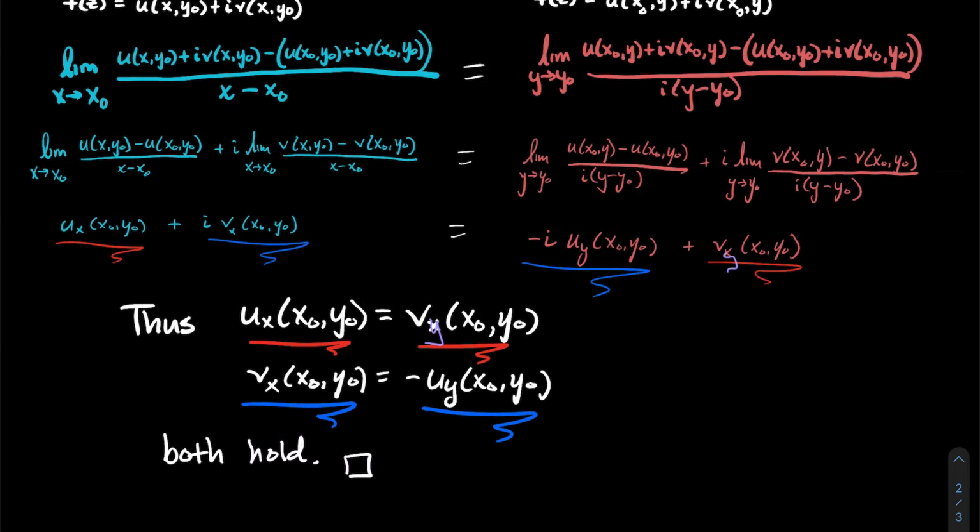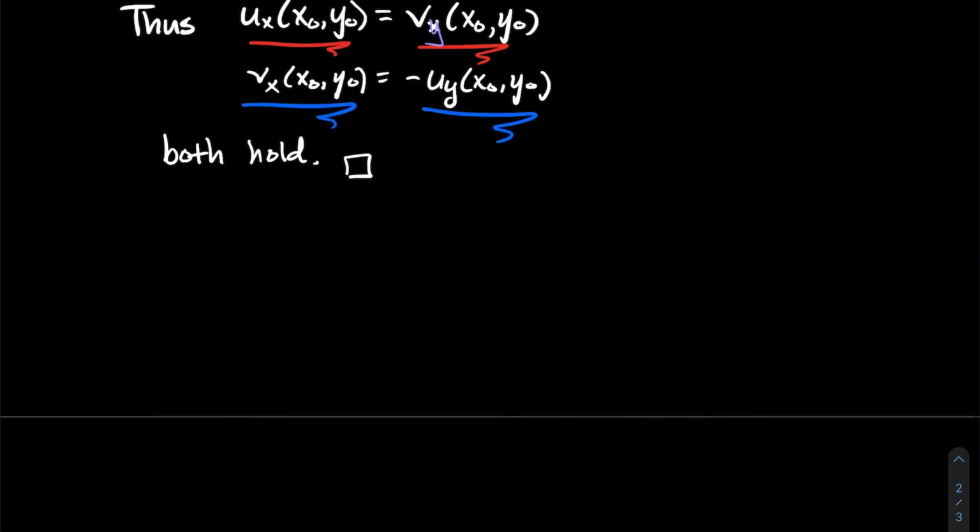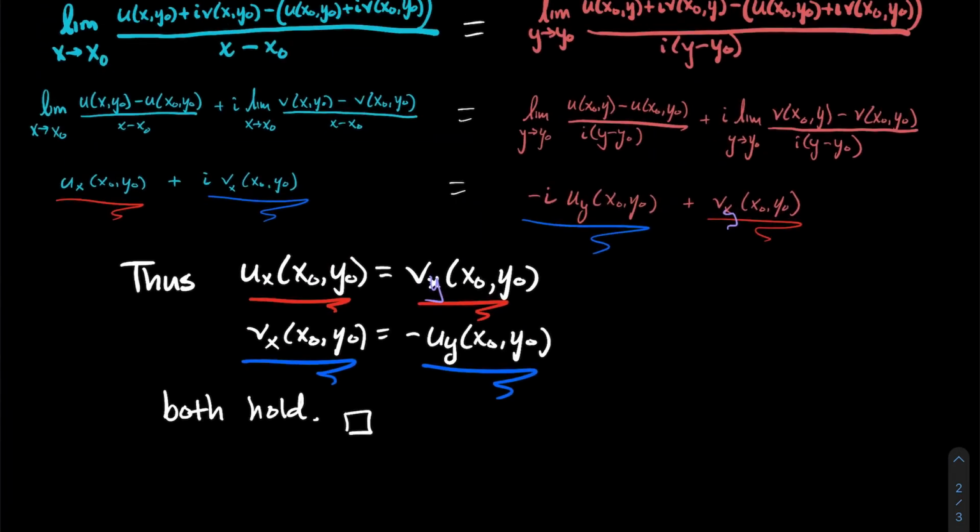So the partial of u with respect to x has to be the same thing as the partial of v with respect to y. And then in blue, we see that the partial of v with respect to x has to be the same thing as minus the partial of u with respect to y. Those are the Cauchy-Riemann equations. So the Cauchy-Riemann equations hold at this point x0, y0. So that was, in some aspects, the easier of these two statements to prove.